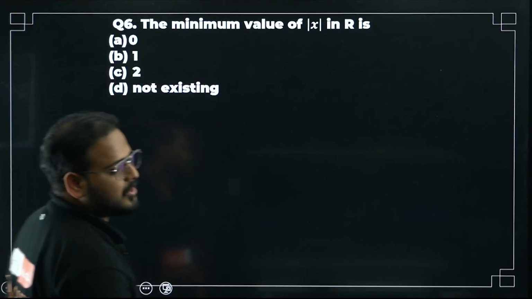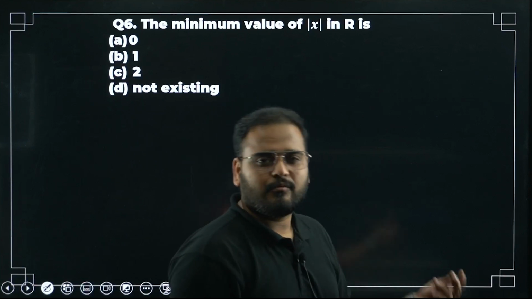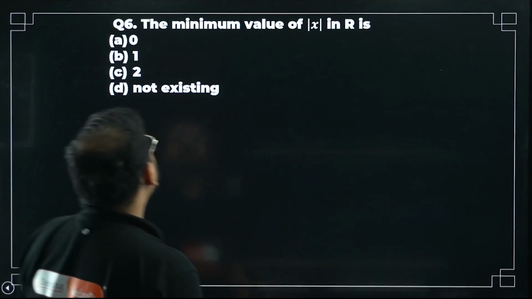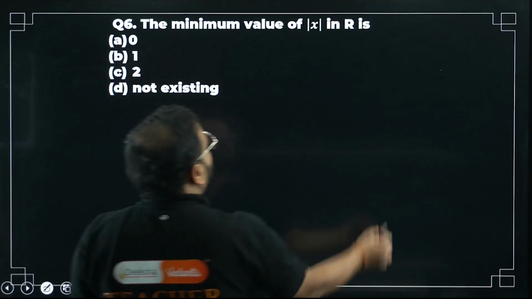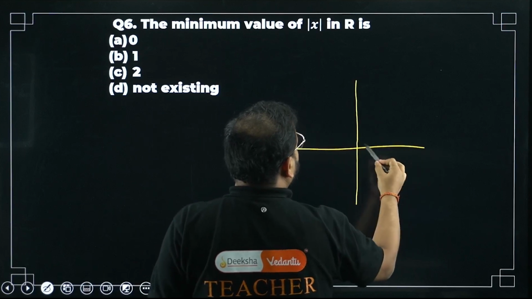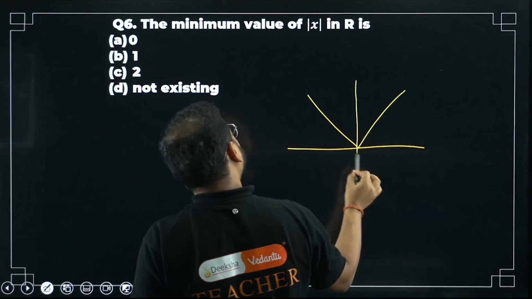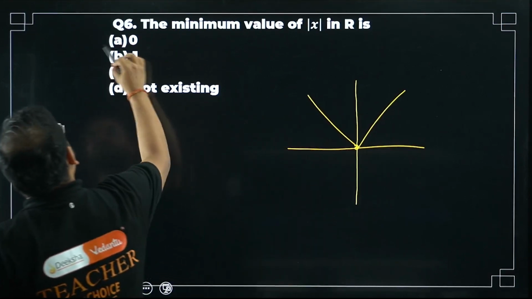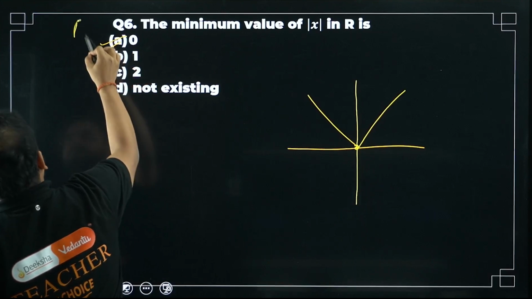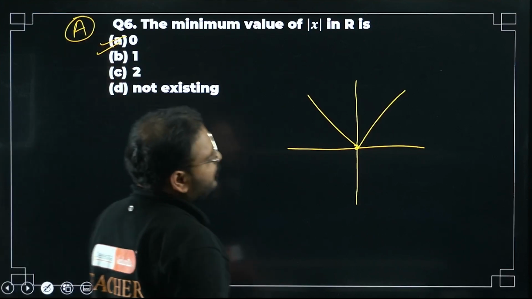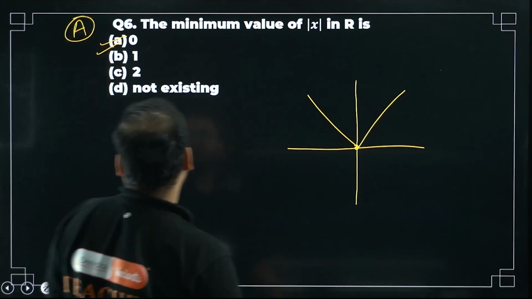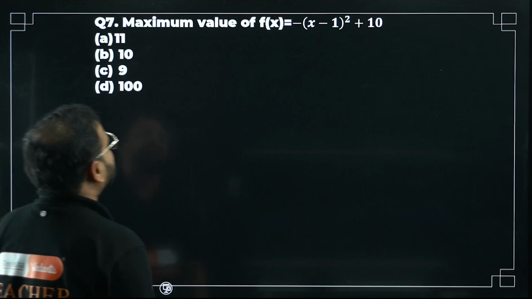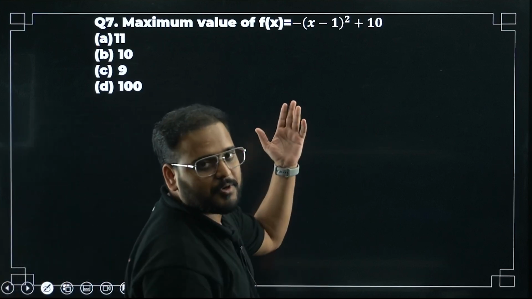Sir, I'm going fast? No, these are simple problems, so we can quickly solve them and move on. Question number 6, the minimum value of mod x. Tell me, what's the answer? Mod x is this. What's the minimum value? 0. For simple things, why take too much time? Correct? Question number 7, maximum value of the function, simple or not?